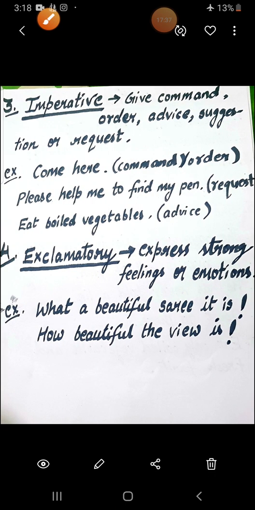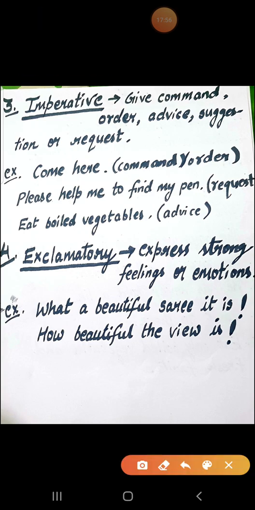Okay, let's see the third one, that is imperative. What happens in these imperative sentences? Where you give command, order, advice, suggestion, or you make a request. Like if I say come here, it is a command or an order. Teachers tell you, come here, sit down, go out. So these are what? Command or order.